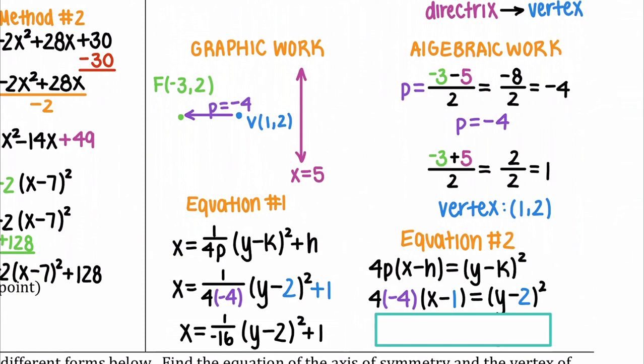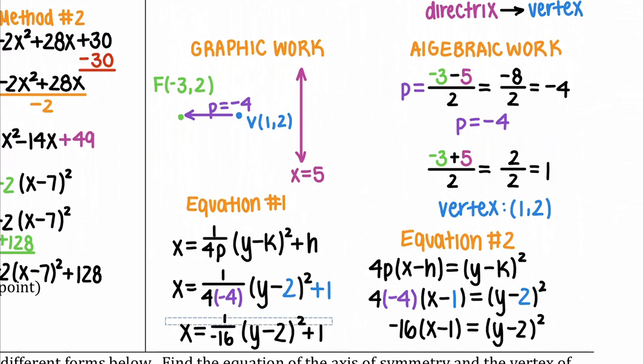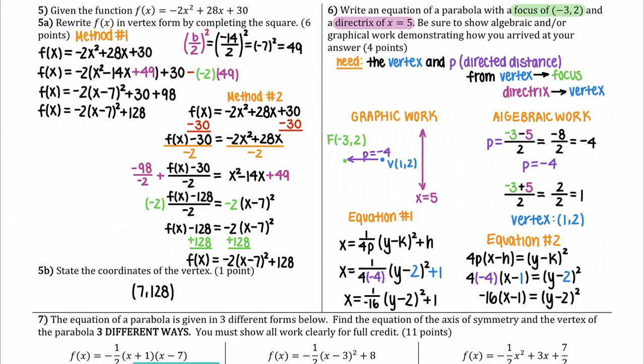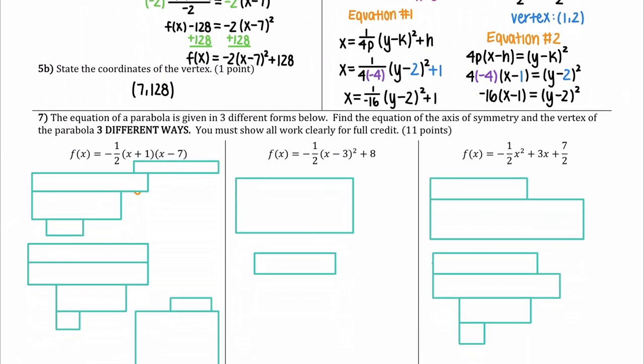That gives us an equivalent equation. Again, it looks different, but it's exactly the same: -16 times (x minus 1) equals (y minus 2) squared. So you don't have to do both on the test. Either one is perfectly fine, and it will give you full credit.